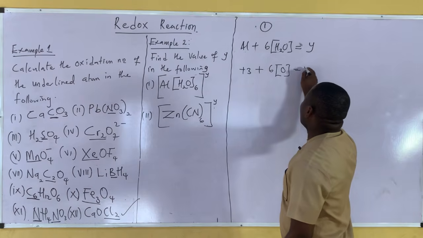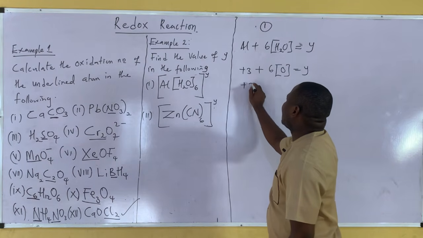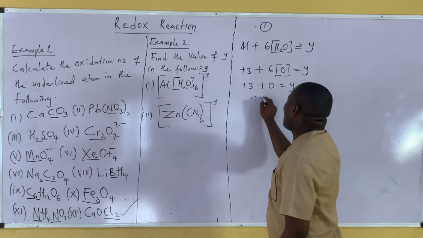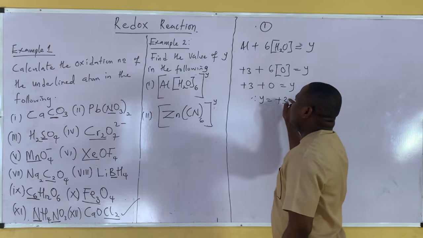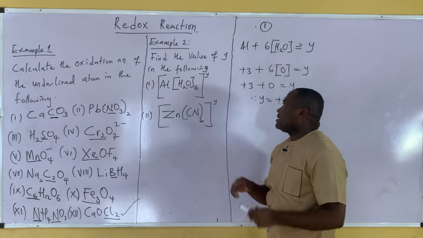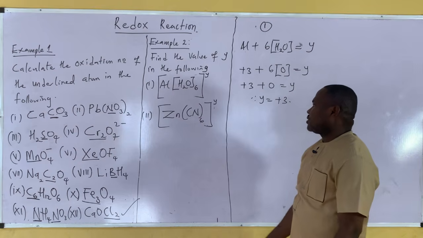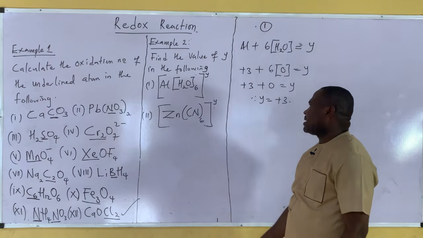So now everything is equal to y. So I have plus 3 plus 0 is equal to y. Therefore, y equals plus 3. So the value for y here in this compound equals plus 3. Now let's look at this again.